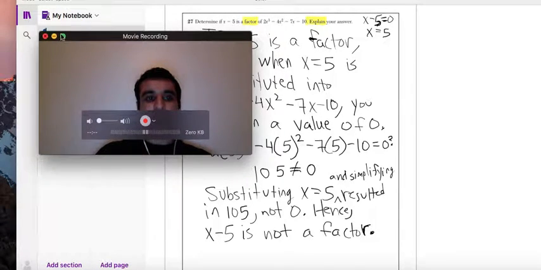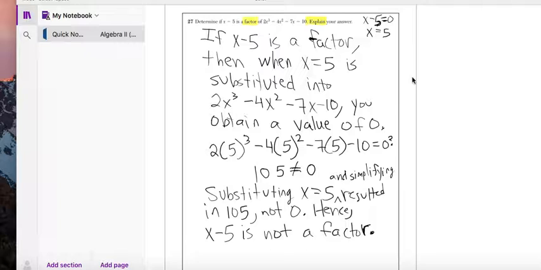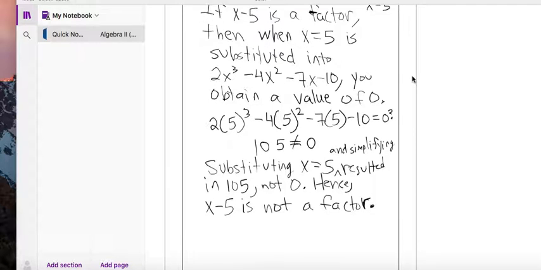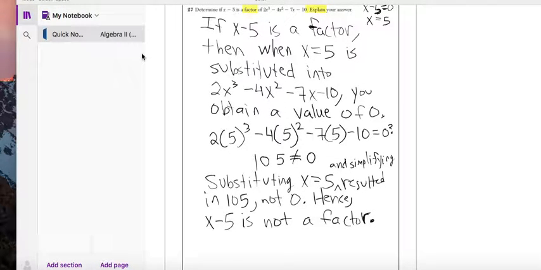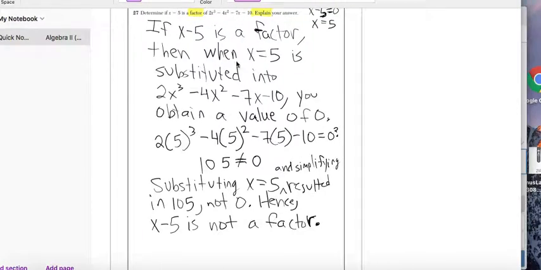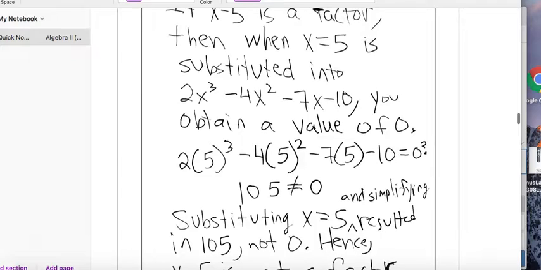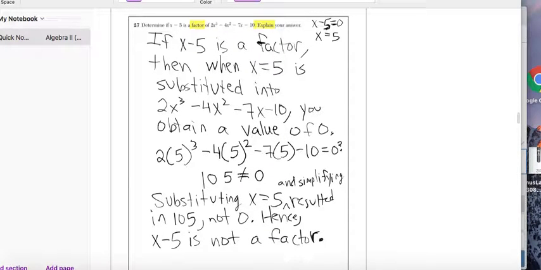Let me minimize me now. All right, if you look up the remainder theorem, you could have just said, when you use the remainder theorem, the remainder is 105, not 0, so x minus 5 is not a factor. It probably would have been a lot less words. You could have used division and see that you don't get a remainder of 0, long division, synthetic division. All right, but this is basically what we got.